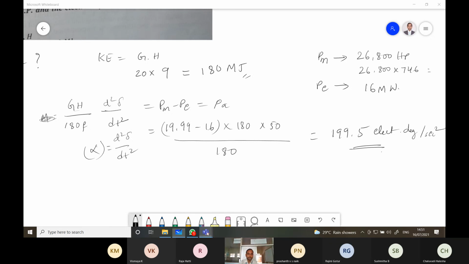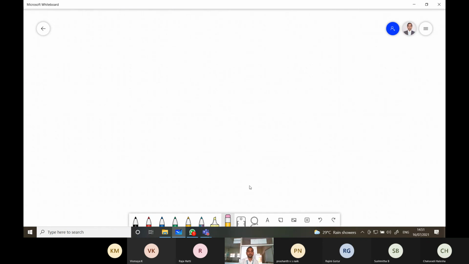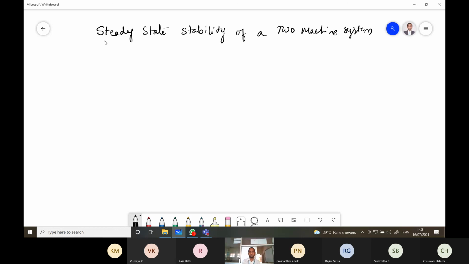Next one. Next heading is steady state stability of a two machine system and power angle curve.